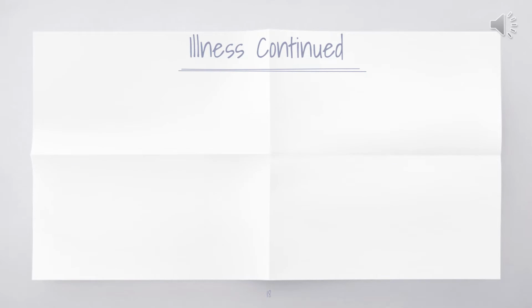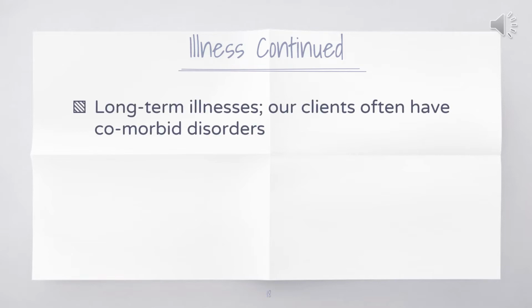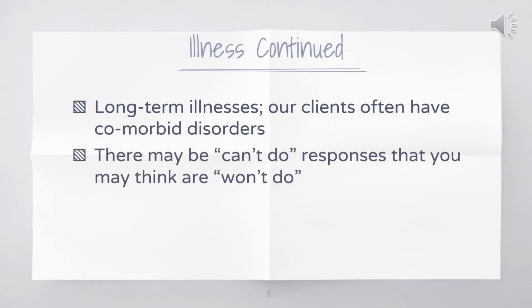Continuing with illnesses, your client may also have a long-term illness. Many clients, as mentioned before, with ASD also have comorbid disorders. You should take into account the symptoms of these other illnesses and disorders. There may be things that your client cannot do, and you should not mistake it as something your client just won't do. For example, some clients may not have the appropriate muscle tone for a gross motor activity and physically cannot perform that action. Another example could be a feeding disorder.